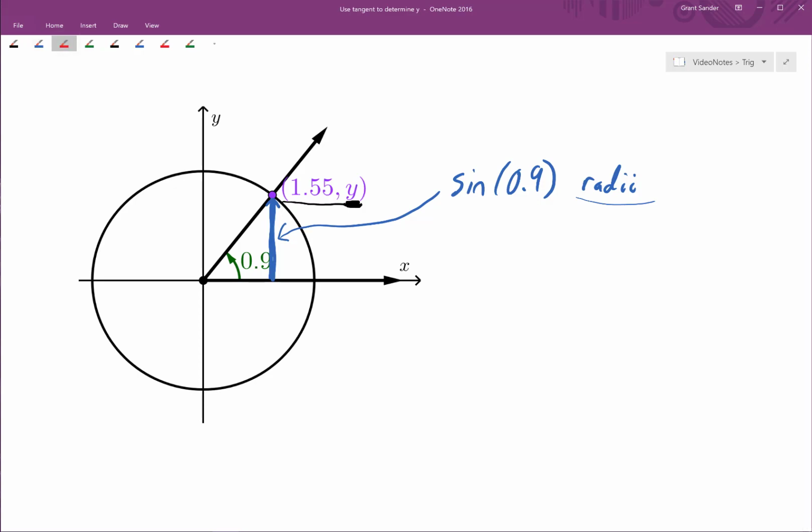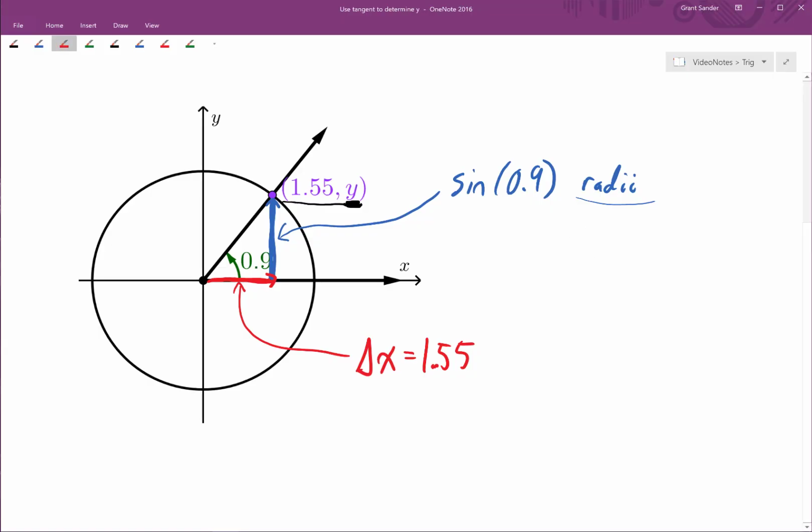So to handle this, we need to bring in the tangent function. We actually know that this horizontal distance right here, that's like a change in x. We can think of that as 1.55 because that's the x-coordinate of that terminal point. And therefore, we have a change in x of 1.55. In this case, since we're changing away from x equals 0, delta x and x are the same value.